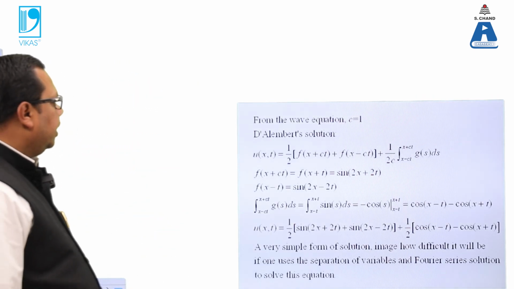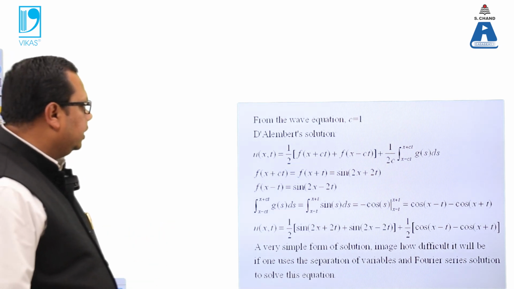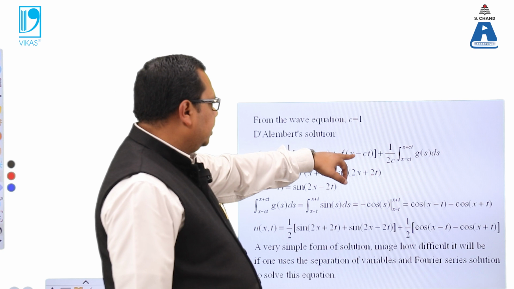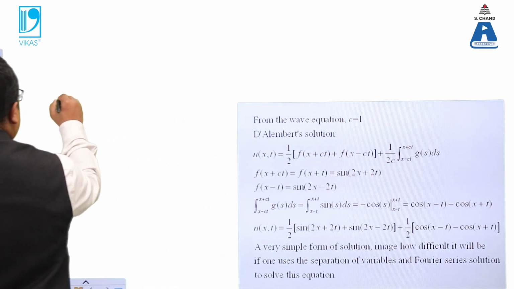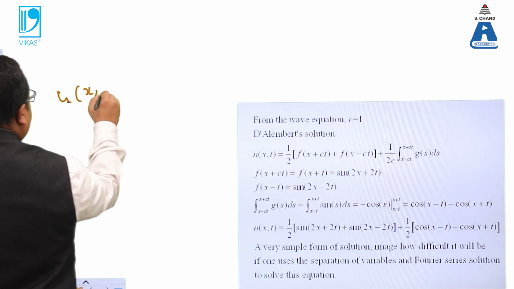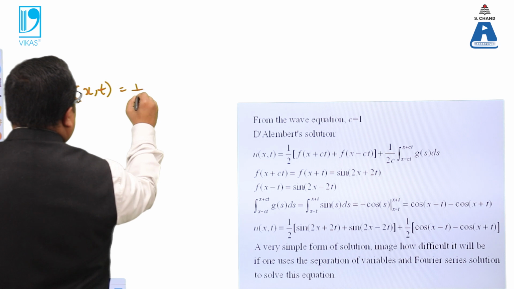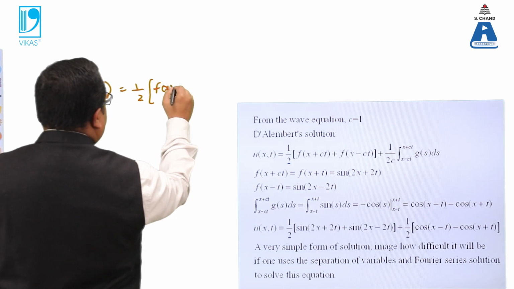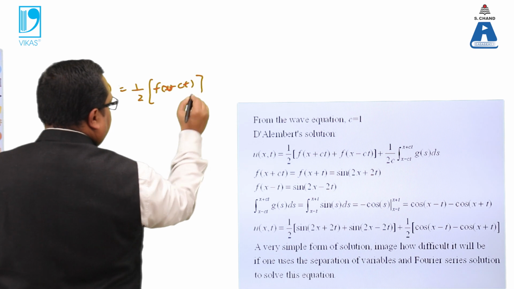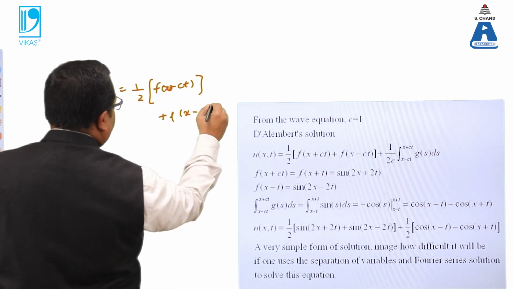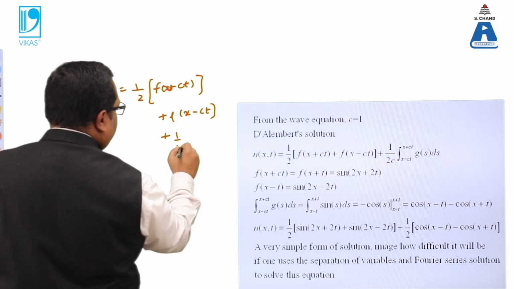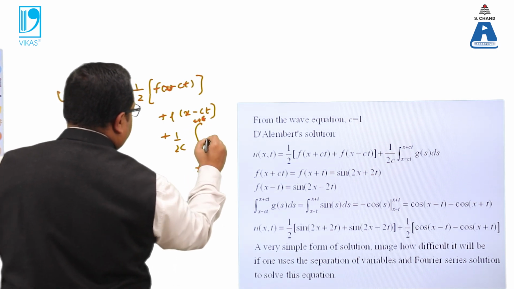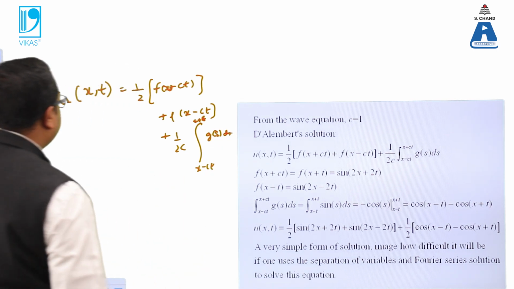Now we will solve the equation for c equal to 1. When c is equal to 1, u(x, t) is equal to 1/2 of f(x plus ct) plus f(x minus ct), plus 1/(2c) times the integral of g(s) ds from x minus ct to x plus ct. So this is the equation generally formed.